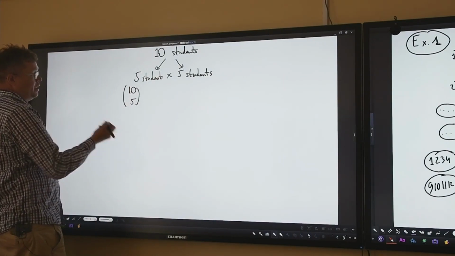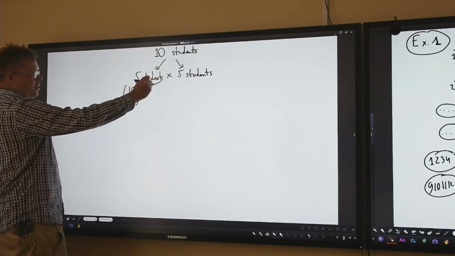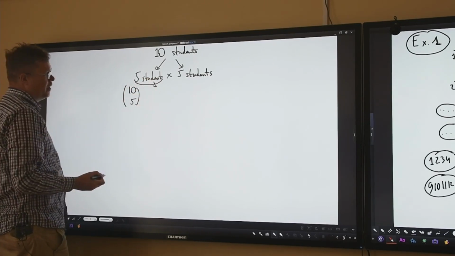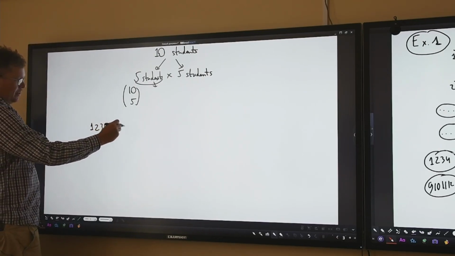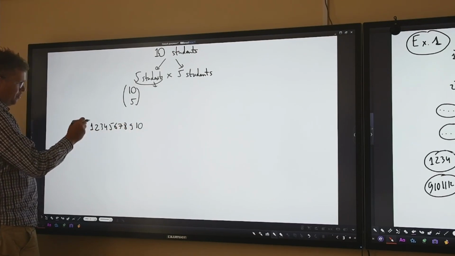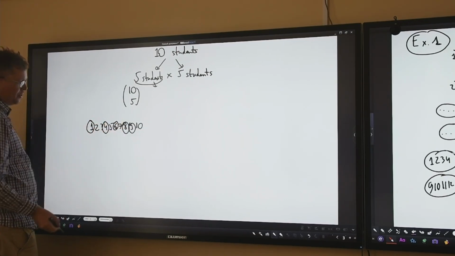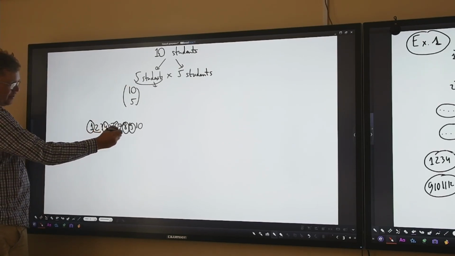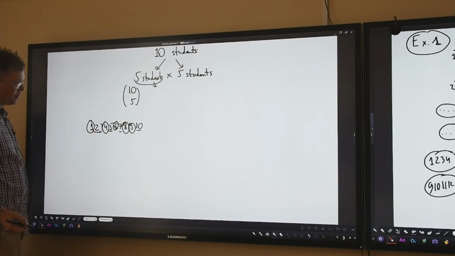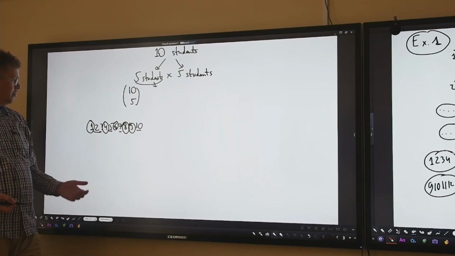But I need to remember that I can choose the 5 students on the first team, or I can choose, so if I have 10 students, then choosing, for example, these guys in the first team is the same as choosing the opposite members in the first team.